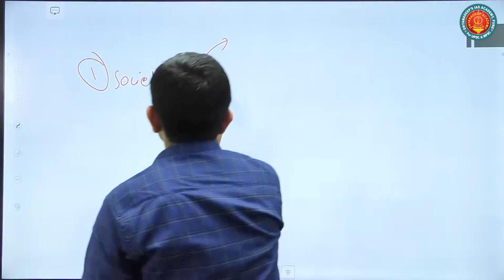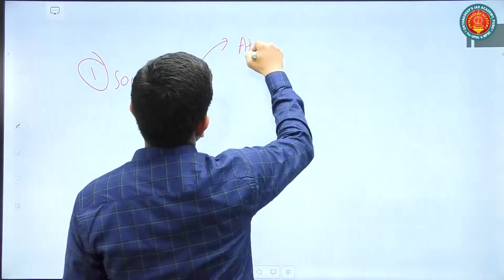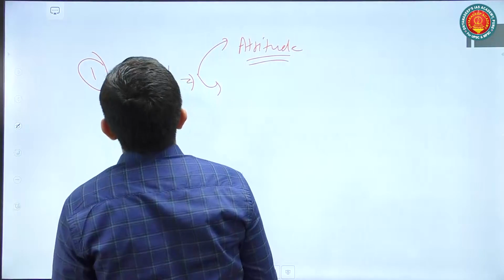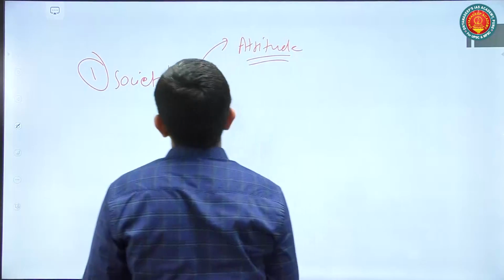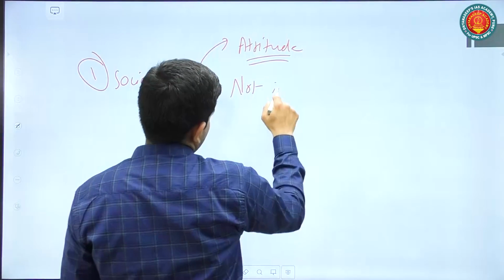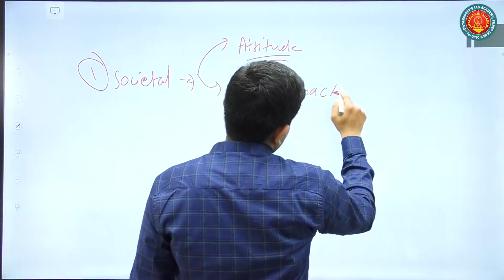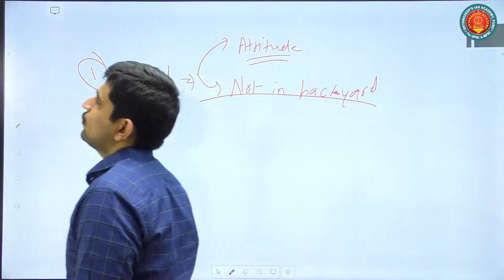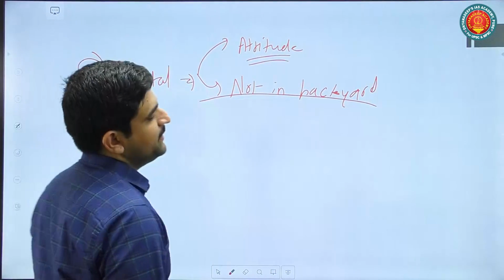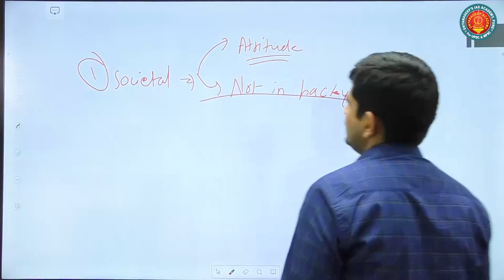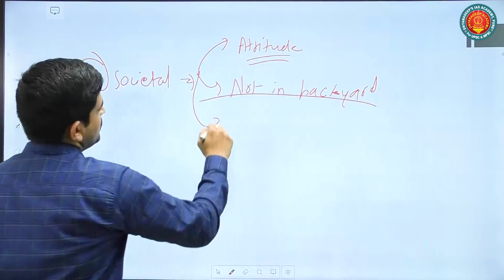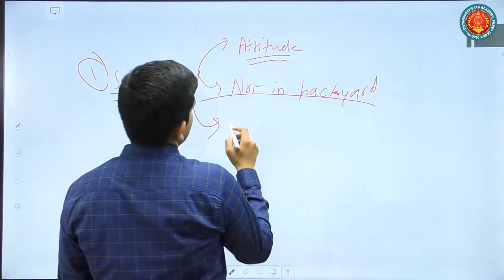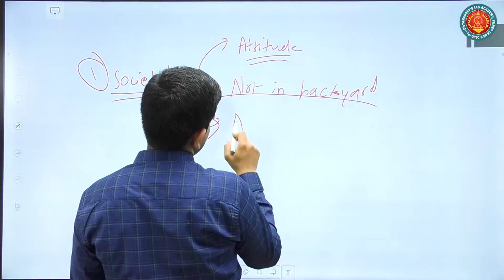For example, you can say that the attitude of people towards cleanliness is still very primitive. The attitude part is there. Then people are following the not in my backyard policy. They do not want garbage in the vicinity of their own homes, but they will use public places as garbage throwing places. Okay. So that also you can mention. You can also talk about how it is a societal failure because of a lack of constant participation of civil society.